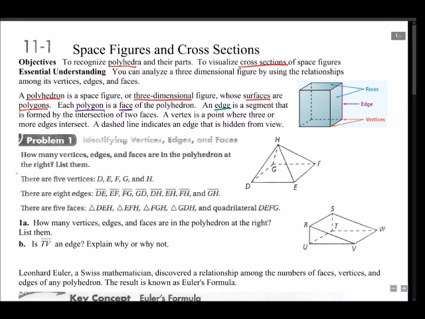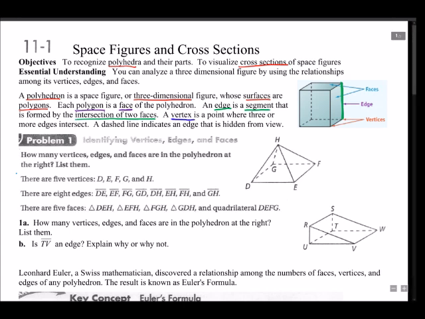An edge is a segment that is formed by the intersection of two faces. So if we look here, these are the edges. You can see where our faces come together. They come together in an edge. You remember way back, where two planes intersect is a line. Our two planes are intersecting in a line. We call that an edge.